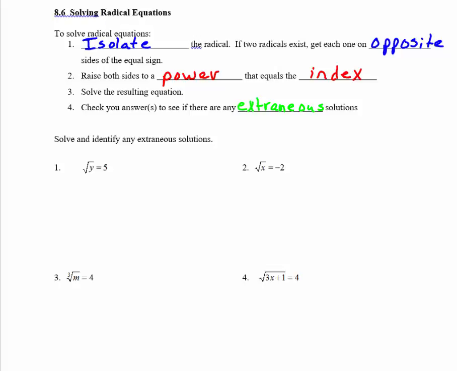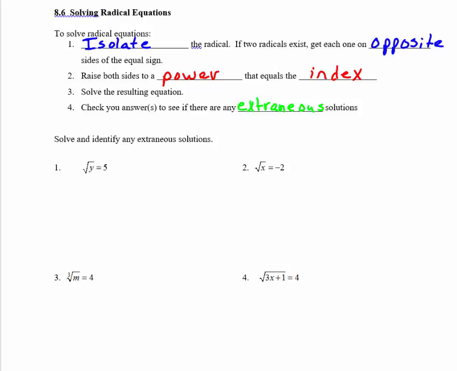Step 4, check your answer or answers to see if there are any extraneous solutions. What does it mean to be an extraneous solution? That means when you plug the answer back in, it doesn't work. Because what's happening is you're changing a radical equation into either a linear or quadratic. And for linear and quadratics, all real numbers work. But not everything works for a radical.